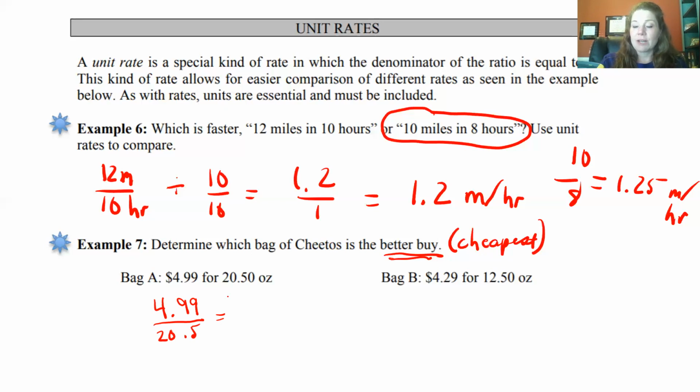I'm going to use my calculator. And I found out that we're going to spend, I'm going to round it to 24 cents. It's 0.243, but it's 24 cents per ounce. Okay? 24 cents per ounce. What about bag B? What if I divided $4.29 by 12.5? That tells me that I am spending 34 cents per ounce.